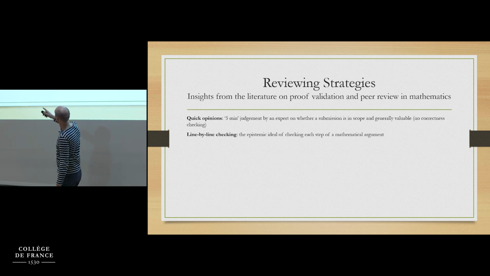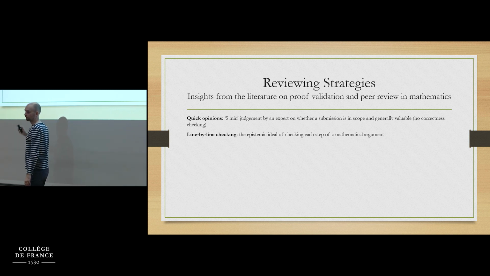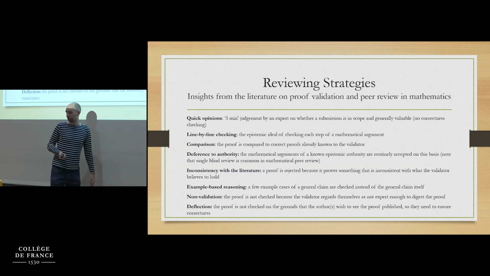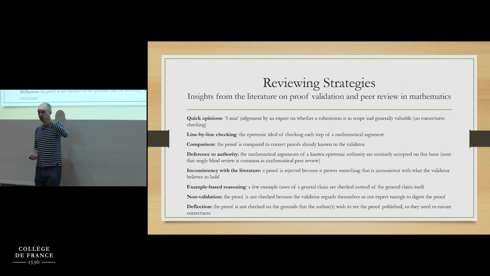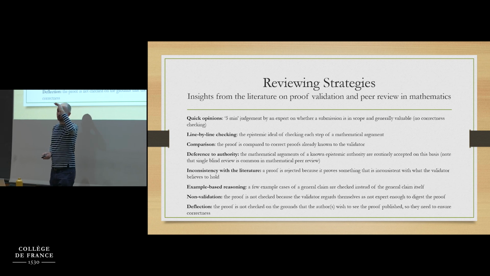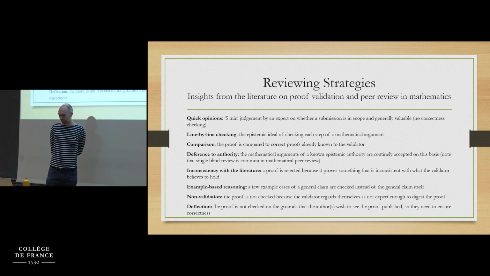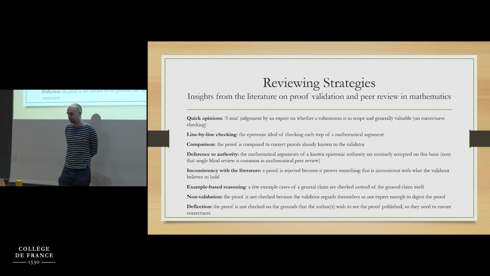And the truth of the matter is that line-by-line checking is hardly ever done for a paper in its entirety. Most of the time, reviewers check some bits line by line, and employ a host of other strategies otherwise. These strategies include comparison: compare the proof to something else that you might know. Deference to authority, where you think, well, okay, I know who the author of the paper is, and this person is very, very smart, so this proof will probably be correct as well. There is checking for inconsistency with literature: does that hold up? Example-based reasoning: 3 is prime, 5 is prime, 7 is prime, let's check another one, 13. Well, okay, maybe the claim of the paper that all odd numbers are prime is actually correct. Example-based reasoning is obviously fallible.